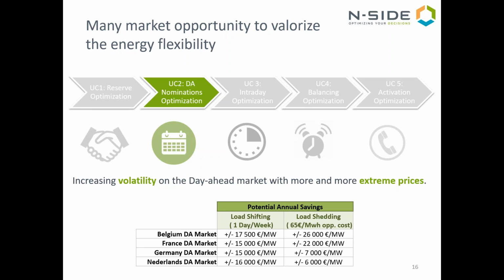You can go up to 20,000 euro per megawatt shed, again for 1 year of savings, especially for France and Belgium. What is interesting to observe here is that Germany and the Netherlands have fewer opportunities on load shedding, simply because extreme prices are really rare in Germany and also in the Netherlands.